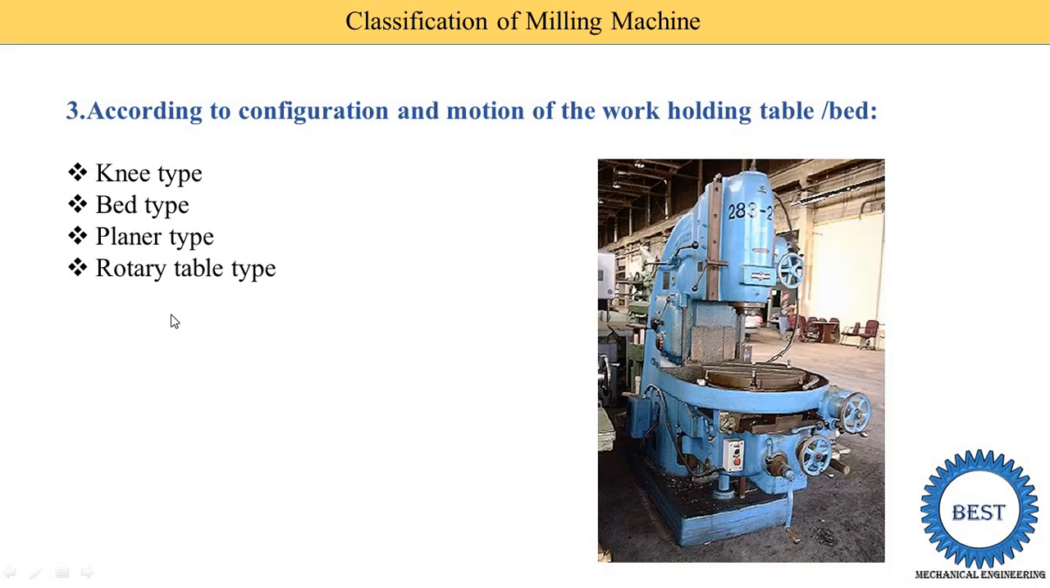Another is the rotary table type. In this rotary table type, the table is rotary. So here you see in this image, the table is rotated through 360 degrees, and the spindle is in the vertical direction.